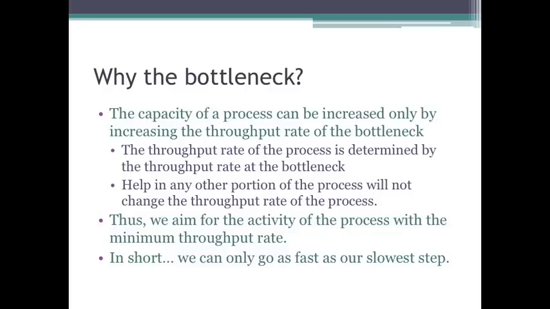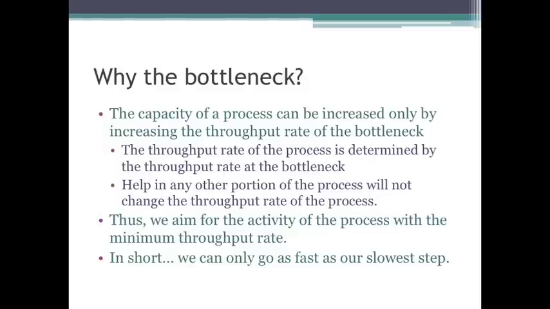So, why the bottleneck? Well, the reason goes back to that idea that we're only as fast as our slowest step. If we're only as fast as our slowest step, the only thing that can make our process faster is to improve the bottleneck. So, the capacity of the process can be increased only by increasing the throughput rate at the bottleneck.